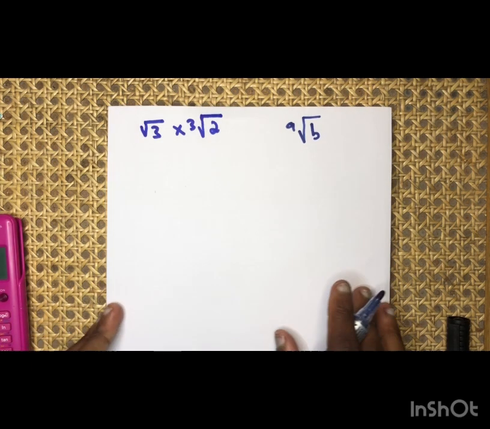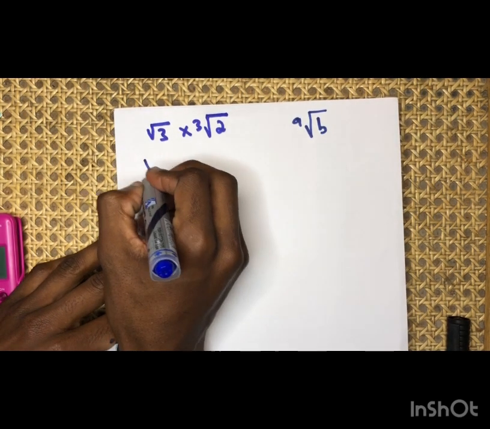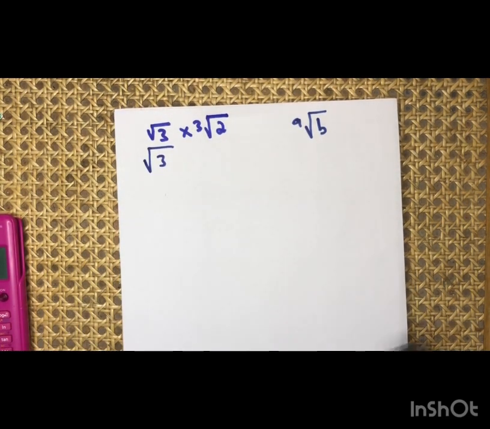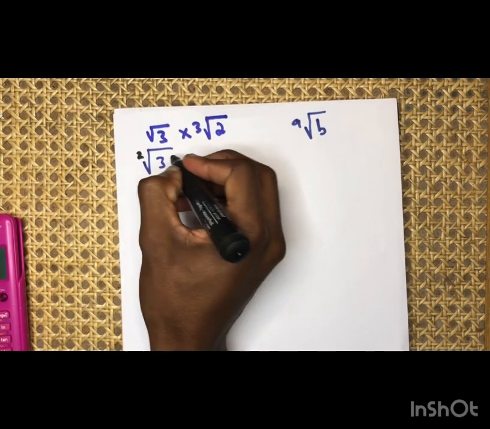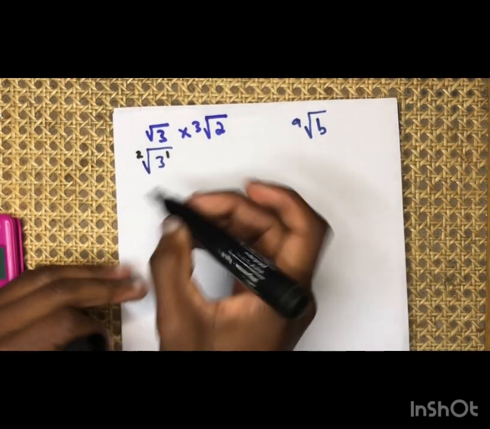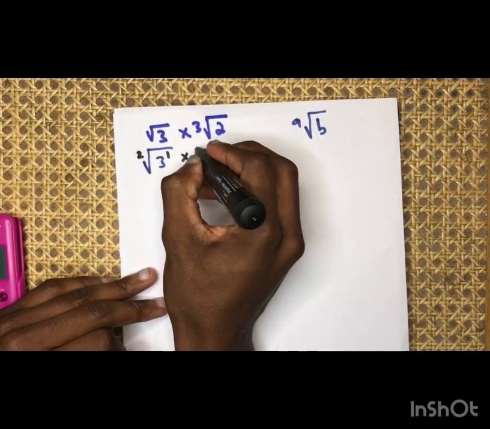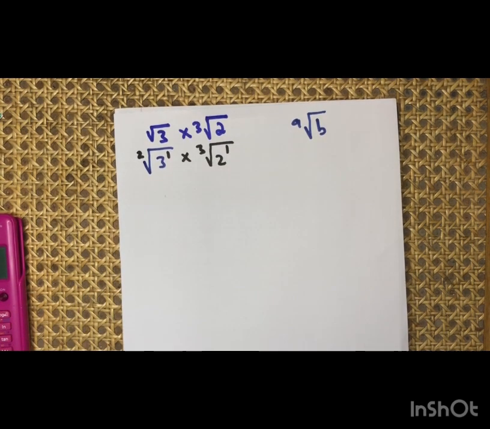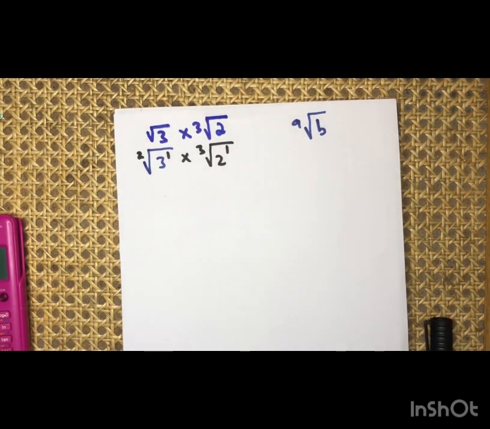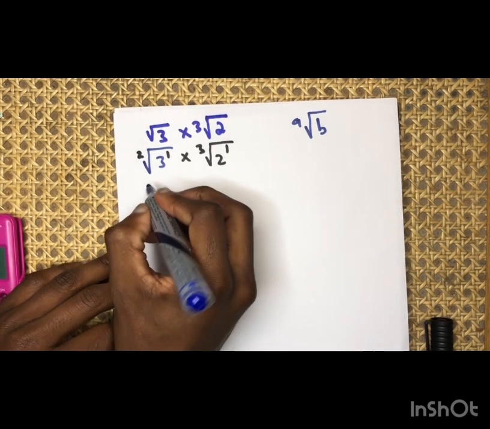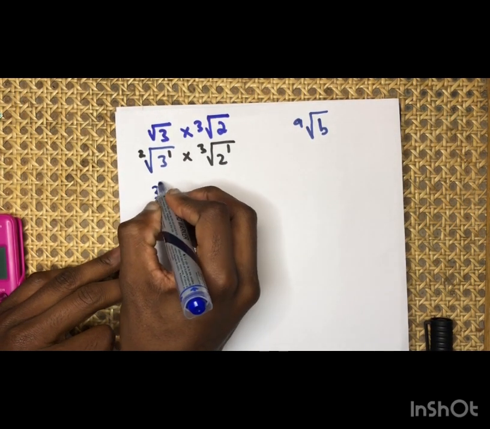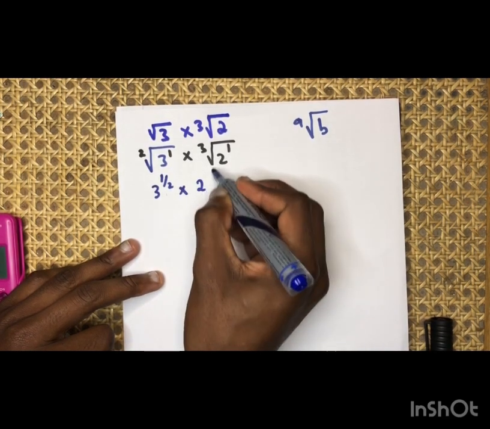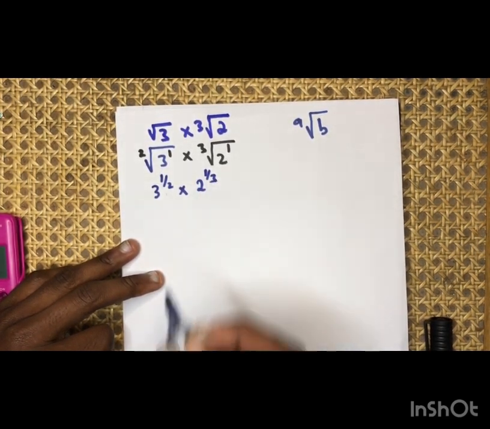So we all know that, guys, here I have root 3. We know that I have 2 here, I have 1 here. Then times the cube root of 2, then I have 1 here again. So if I write them in exponential form, it's going to be 3 to the power 1 over 2 times 2 to the power 1 over 3.